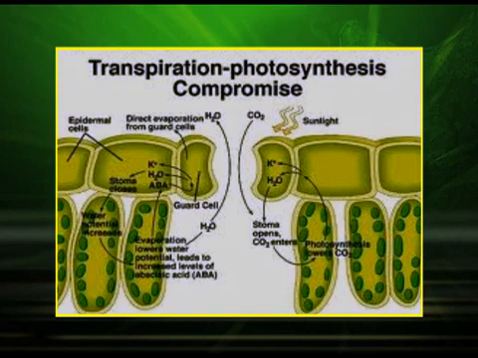And then we see the transpiration photosynthesis compromise. How does transpiration compromise photosynthesis? Look at the picture. You can see here carbon dioxide is taken in for photosynthesis and water is given out by transpiration. Now, let us see what is the importance of transpiration in plants.